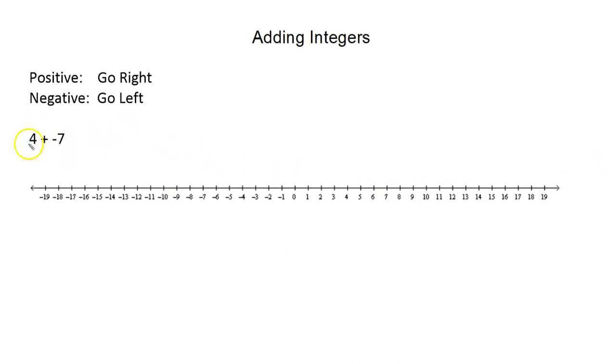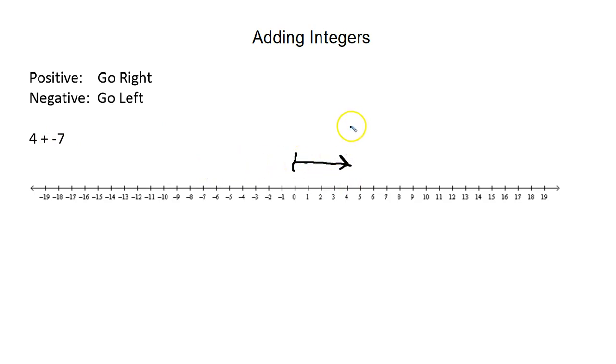Let's try another one. We're going to start off with positive 4. So we're going to start off at 0. You always want to start at 0. And we're going to move 4 units to the right. 1, 2, 3, 4. So I ended up here at positive 4, but then I need to add negative 7.